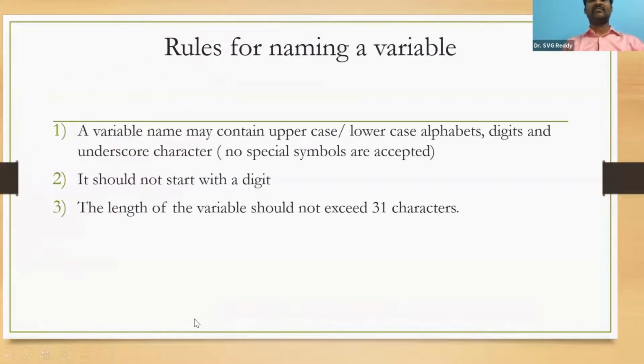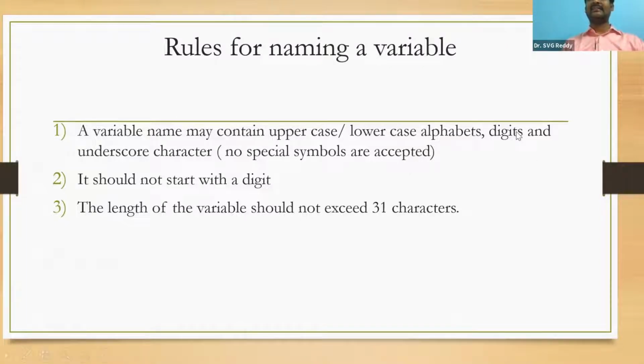Let's understand, of course. What are the rules for naming a variable? The first rule is, it may contain uppercase and lowercase alphabets, digits and the underscore character, and no special symbols are accepted. It will take only uppercase and lowercase alphabets, that is A to Z and small a to z.